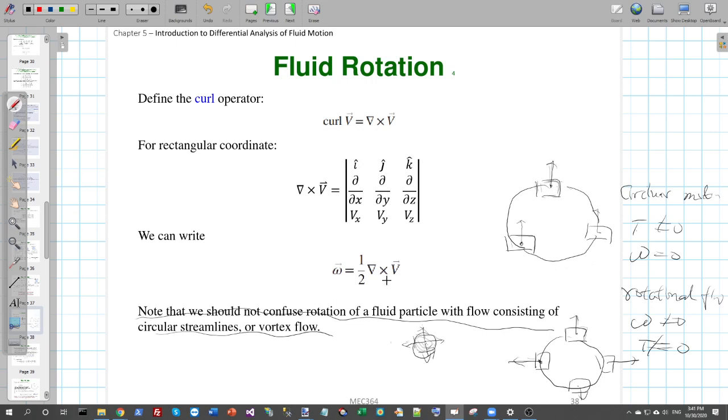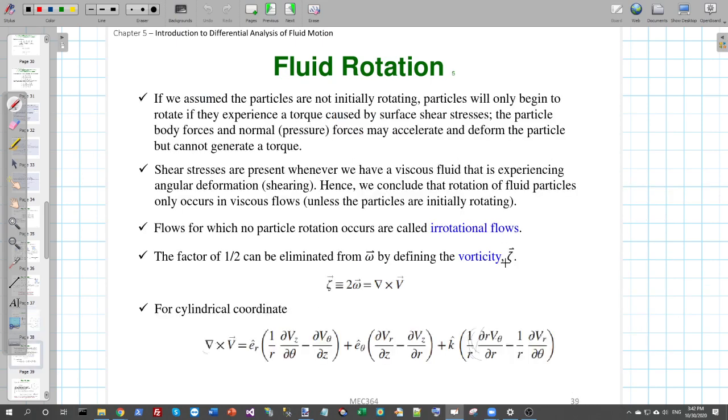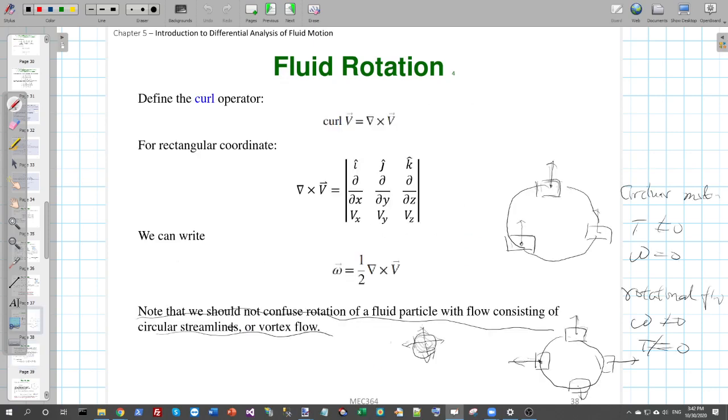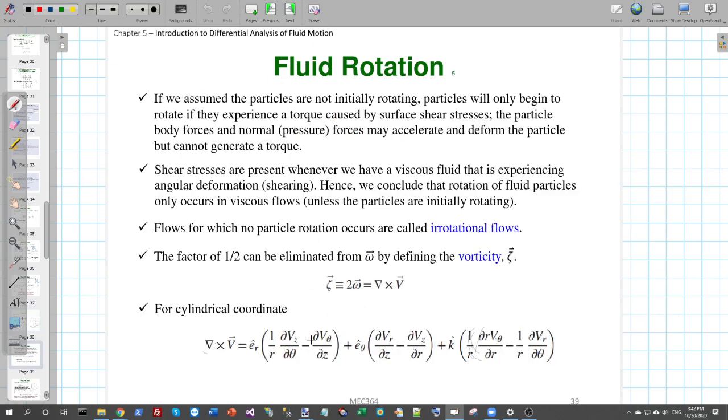Also, from the definition of omega, you see that we have this 1/2 of the curl of the velocity vector. Sometimes we do not like this 1/2, so we define a new parameter to represent the local rotational motion of the particle, and we call this parameter the vorticity. The vorticity is just equal to 2 times omega, which is just the curl of the velocity vector field. In the Cartesian coordinate, the curl of a vector can be written in this form, and in the cylindrical coordinate, the curl of a vector can be given by this form.